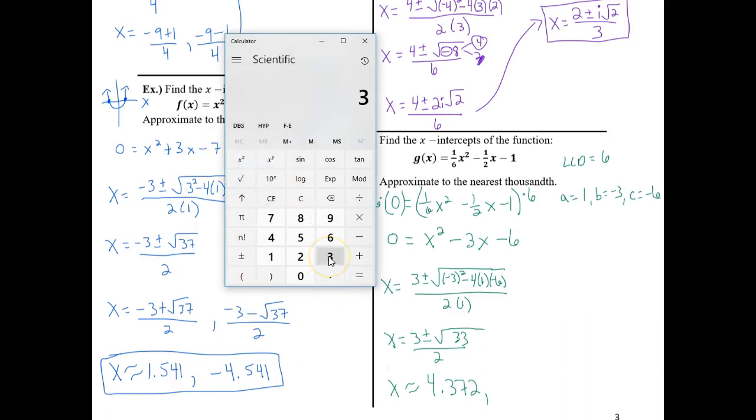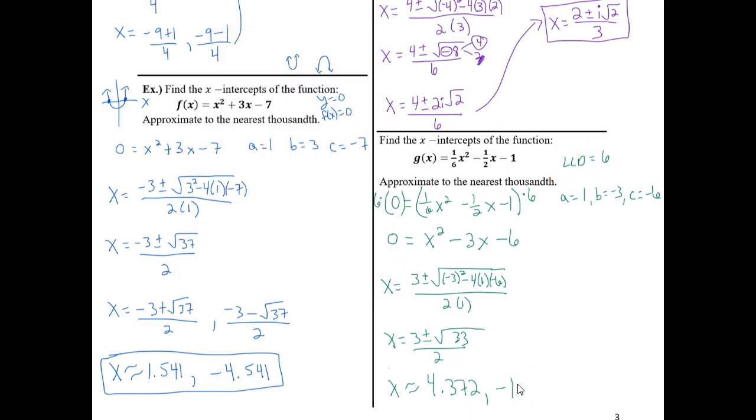Now I need to do my negative solution. So now again, 33, take the square root of it. And then I need to make it negative. It's a negative square root of 33. And then add a positive 3 to that. Divide by 2. Tenths, hundredths, thousandths. 2 says leave it alone. So I'll have negative 1.372. And there you go.